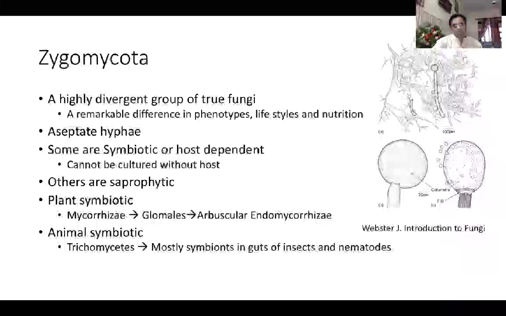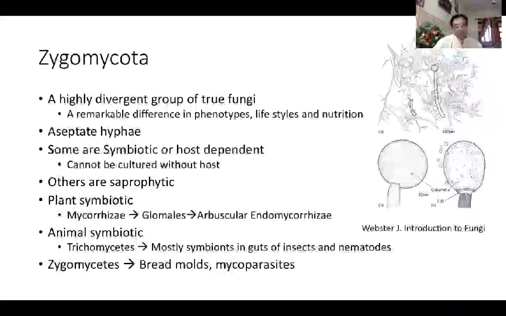Then there are some animal symbionts like trichomycetes. They are symbiotic in guts of insects and nematodes. And then there are zygomycetes, which can use or proliferate on breads, such as bread molds. And then there are many microparasites which use other fungi as food.